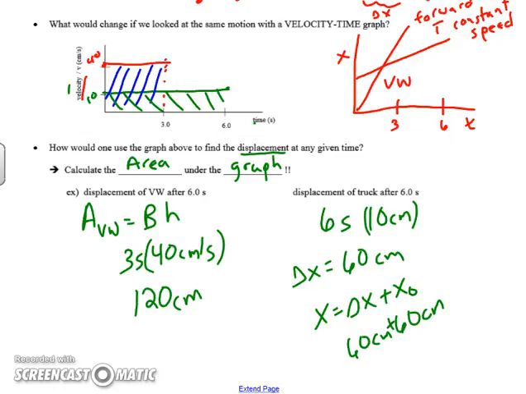But again, when you find the area under the graph, you're generally finding the change in position. If you start at 0, that's equal to your displacement. If you start at something other than 0, then you add that to your change and you have your final displacement. We'll do more with that in other graphs.